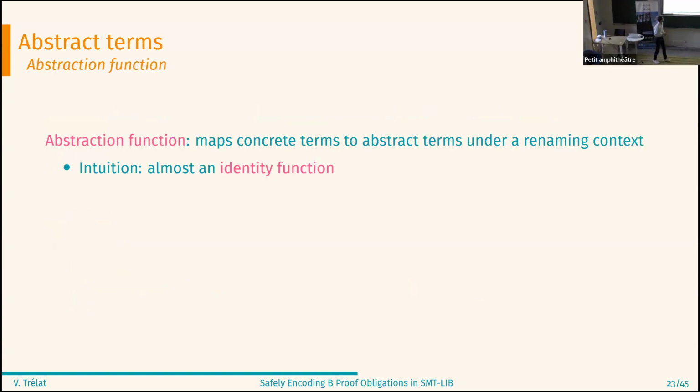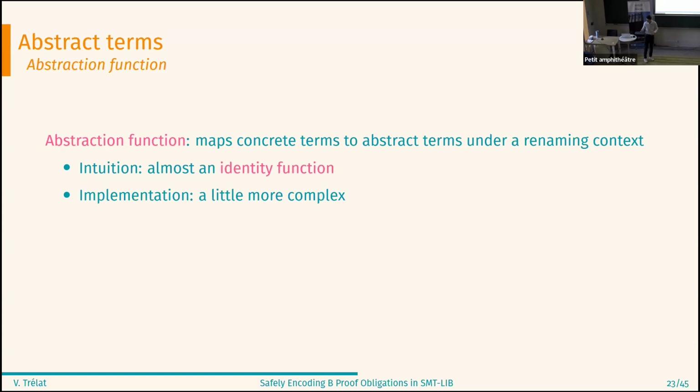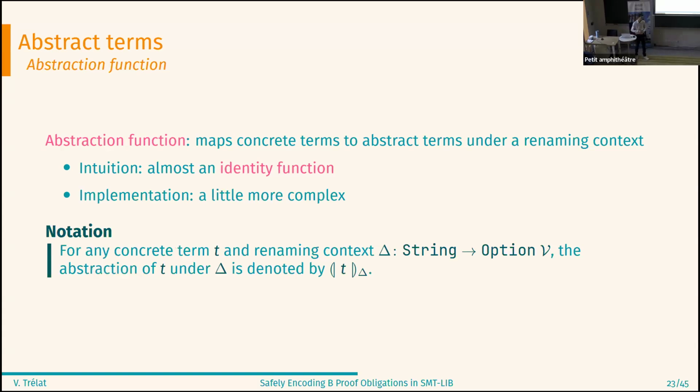Of course, we have an abstraction function that maps concrete terms to abstract terms, right? The intuition is that it's almost the identity function, because we just want to be able to say, okay, I have a concrete term, and then I can abstract this term up to a renaming context. In fact, the implementation is a little more complex, but I'm not showing it for now. And this is just a notation. This is how I denote T being extracted under delta. And delta renames variables, so concrete variables to abstract.